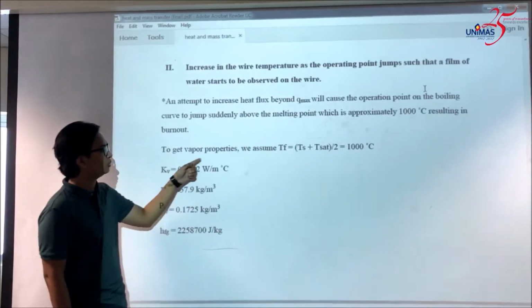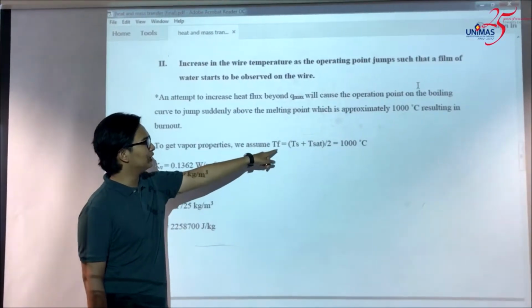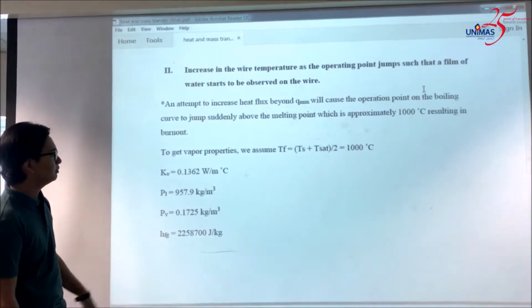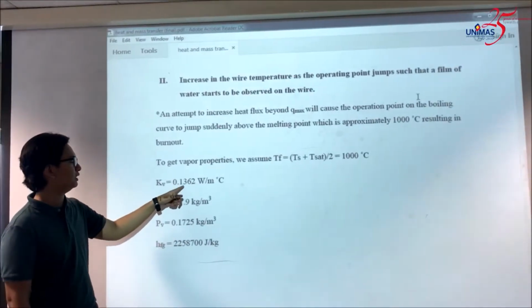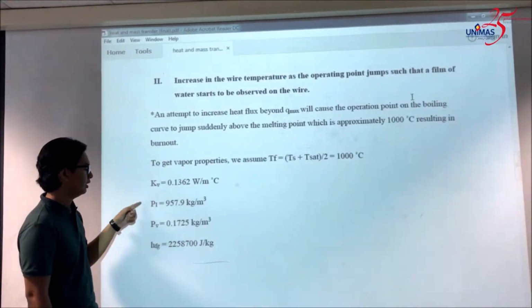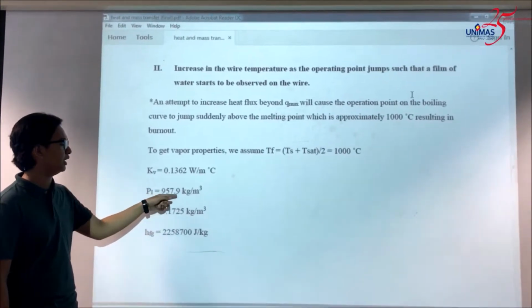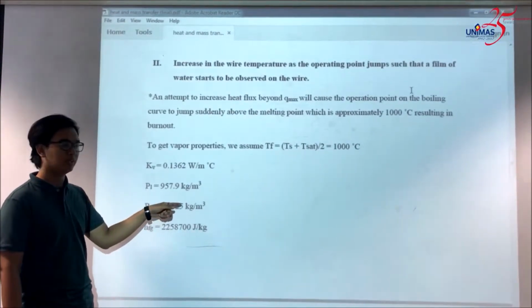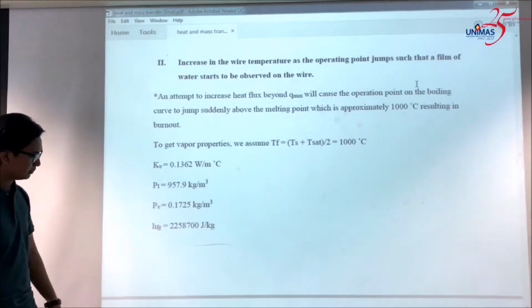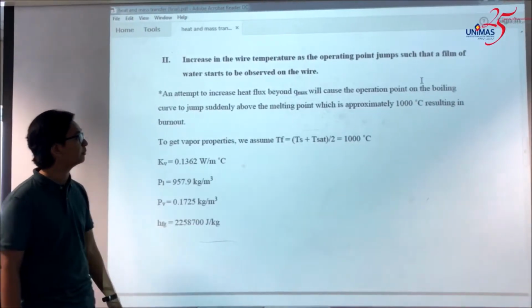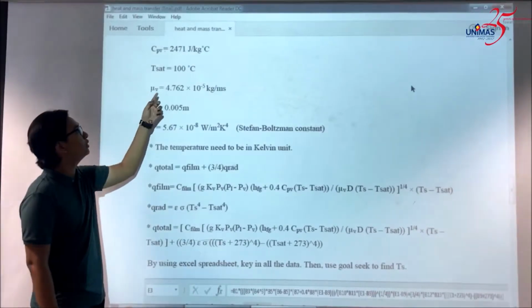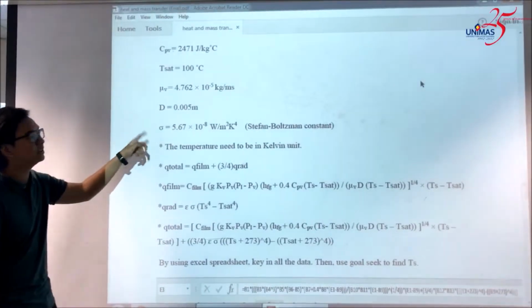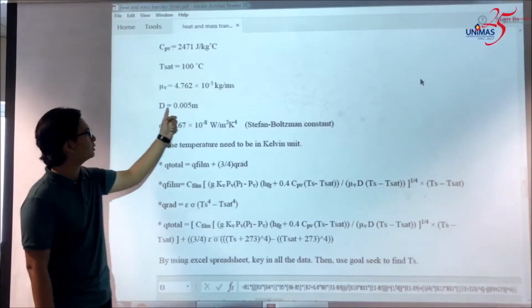To get vapor properties, we assume Tf equal to 1000 Celsius, Ts plus Tsat over 2 equals 1000. From Tf, we get the properties: Kv equals 0.1362 watt per meter Celsius. Density of liquid equals 957.9 kilogram per meter cube. Density of vapor equals 0.1725 kilogram per meter cube, and HFG is equal to 2258700 joule per kilogram. CPV equals 2471 joule per kilogram Celsius. Tsat equals 100 Celsius. Dynamic viscosity equals 4.762 times 10 negative 5 kilogram per meter second.